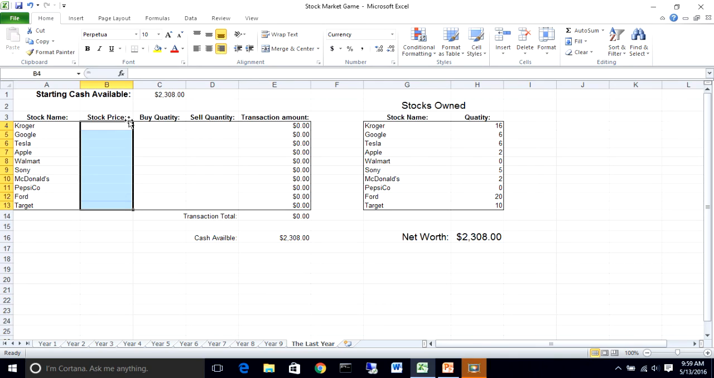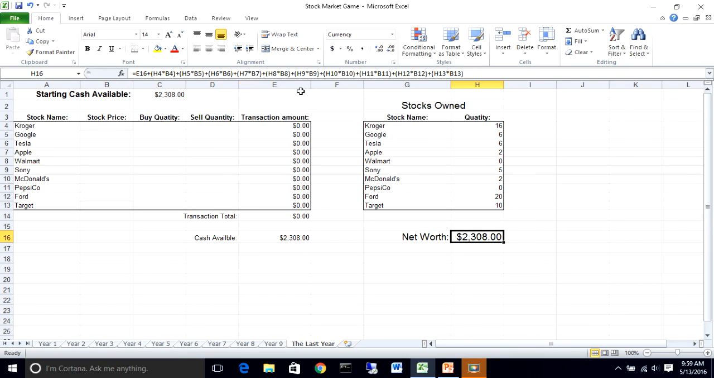But if I put in all of my stock prices right here, it'll calculate how much all my stocks are worth plus my cash and give me this nice formula. Look at this nice formula bar right here. I have all this information going in. It's saying how much cash plus all of my stocks, what they're worth, and then it adds it all up for me.